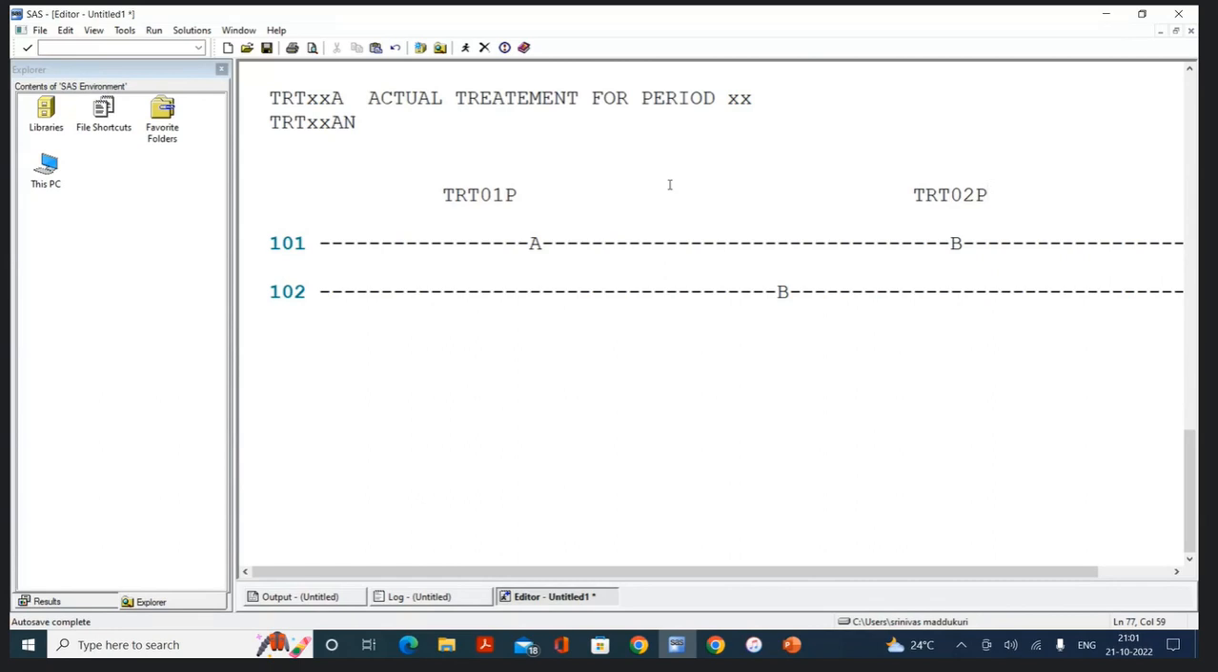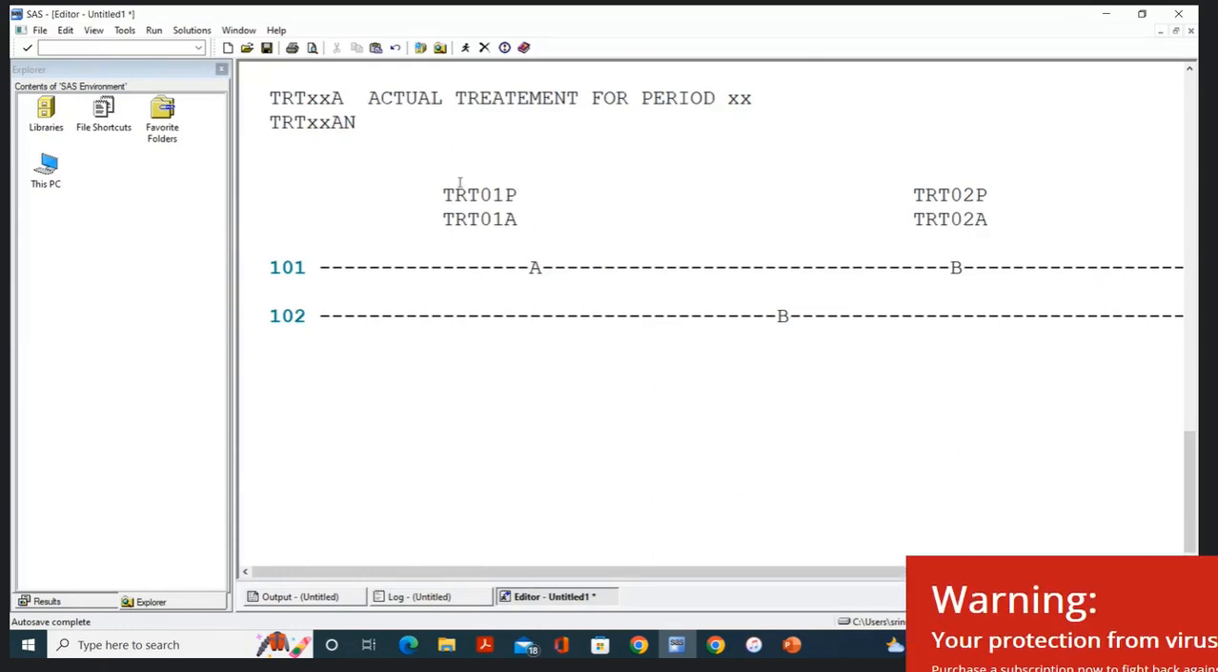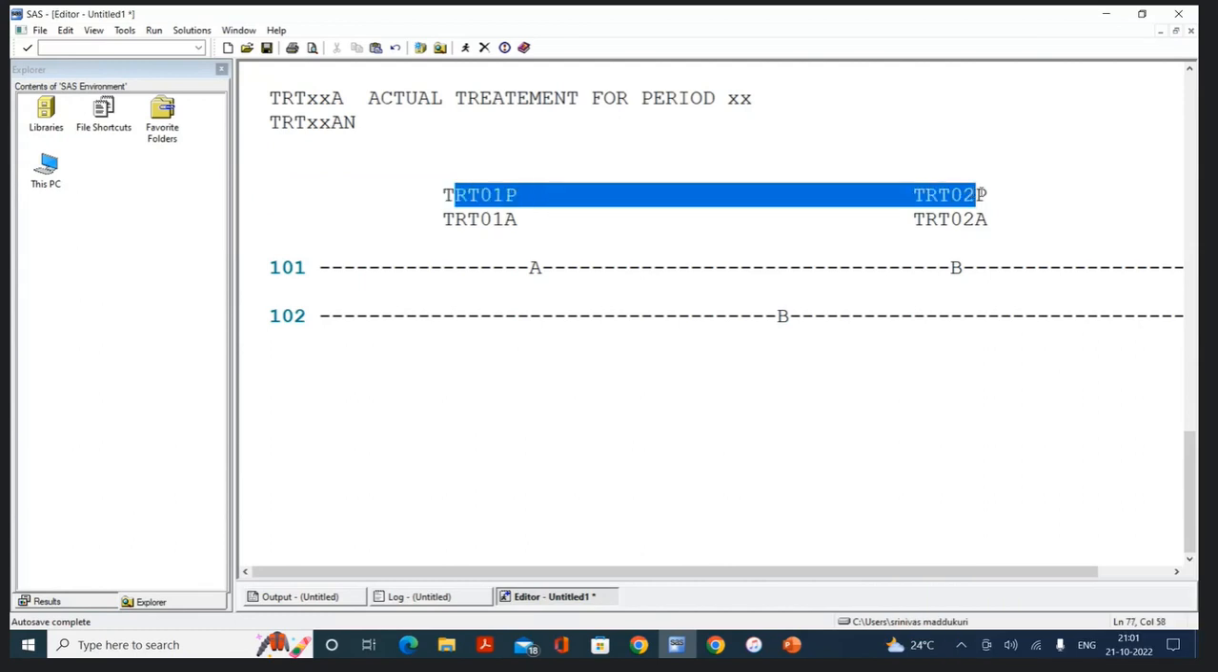But suppose I gave exactly the same, then PRT01A will also be the same. What do you mean by P? Plan. What do you mean by A? Actual. If I gave what I planned, PRT01 and 02 A will also be the same. But sometimes because of some technical issues, I might have planned something, but I would have given something else.